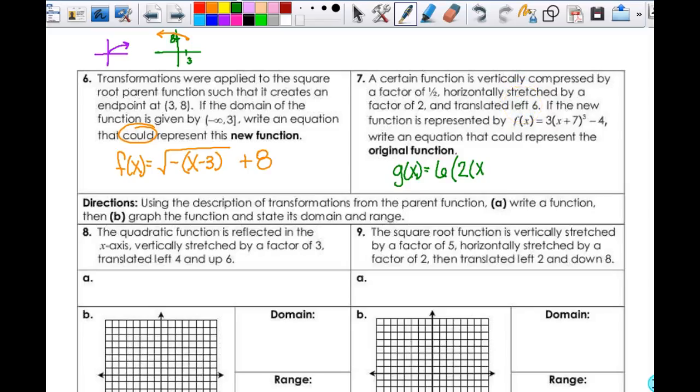So left 6 actually means that we would be adding 6. So we have to do the opposite to this, which would be subtract 6. So this would be plus 1. Close all that, and then minus 4. So then we can check ourselves.